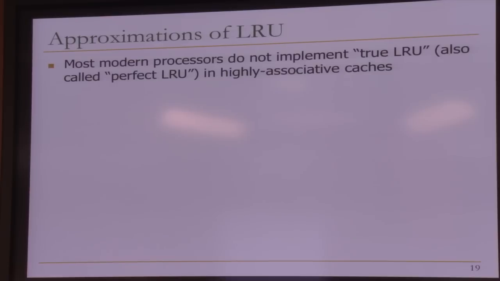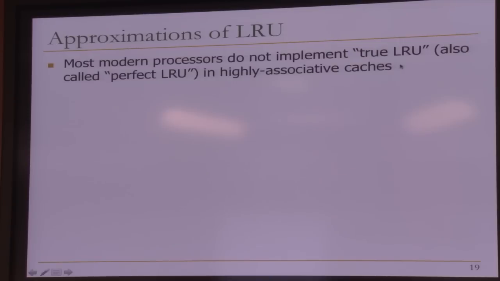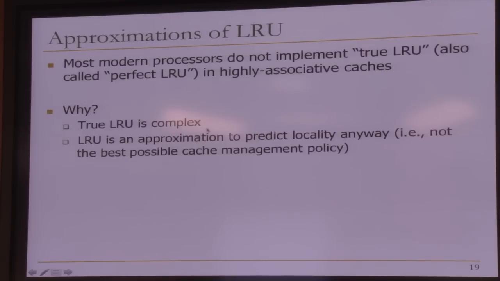Okay, so most modern processors, when they implement it, LRU is usually a part of the policy. Modern processors actually have relatively complicated policies, but LRU is part of the policy because there are some access patterns that fit nicely with LRU. They do not implement true LRU, also called perfect LRU, in highly associative caches. Well, we've already talked about this, right?